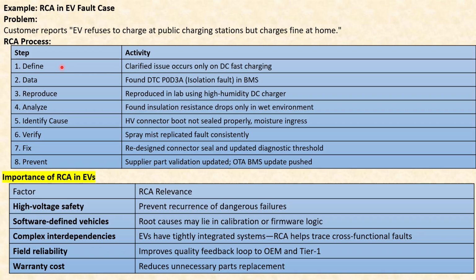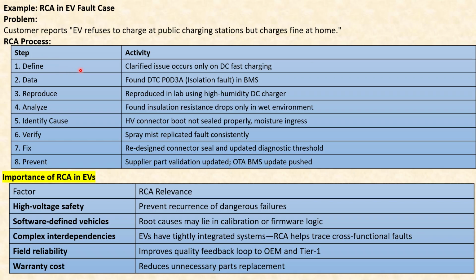Okay. Now let's see one example which will give you a clear bird's eye view on the root cause analysis in an EV fault case. Now the customer comes to the service station and says the EV refuses to charge at public stations but charges fine at home. All right. Now this is the complaint which the customer comes with. Now what are the root cause analysis steps?